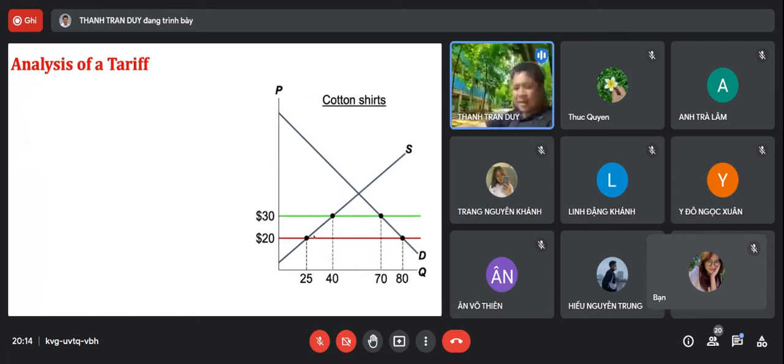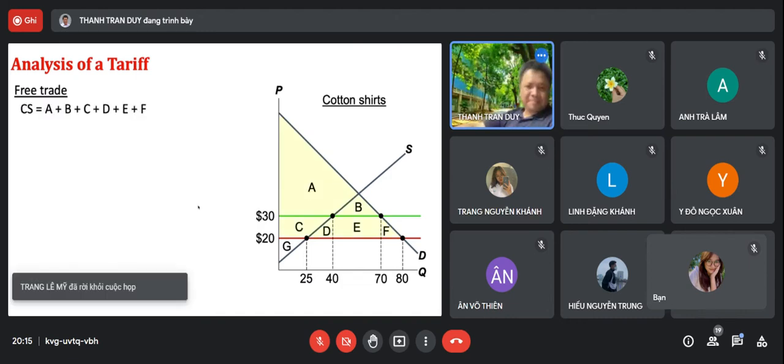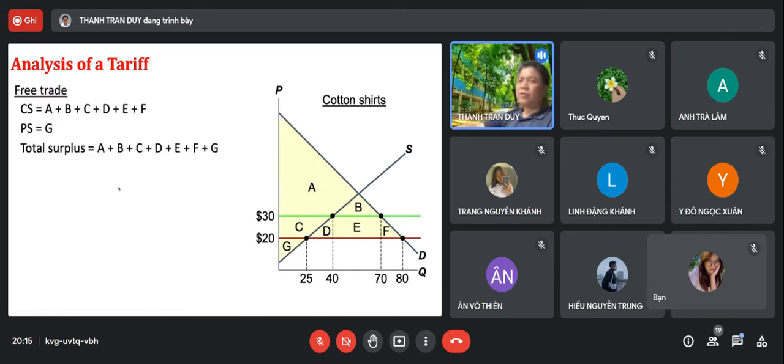The point is we have to analyze. Now look at this case. If we have free trade, what is consumer surplus? A, B, C, D, E, F. Producer surplus is only G, and total surplus will be A, B, C, D, E, F, G.